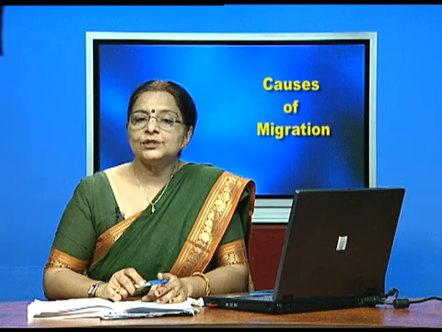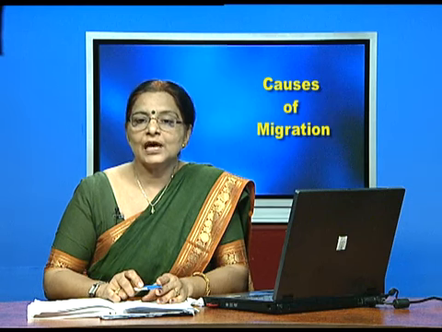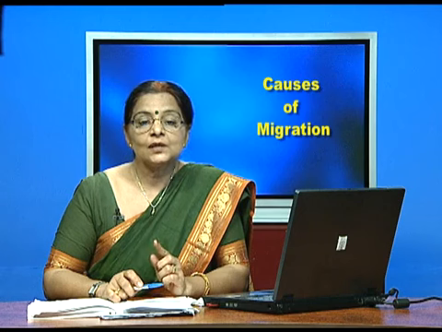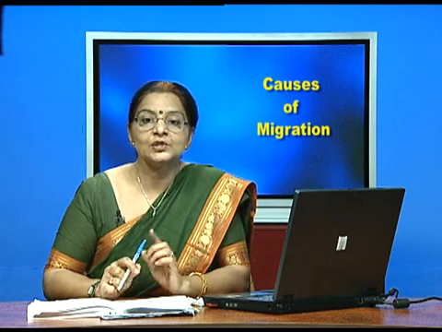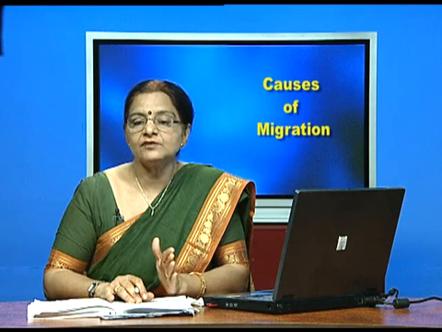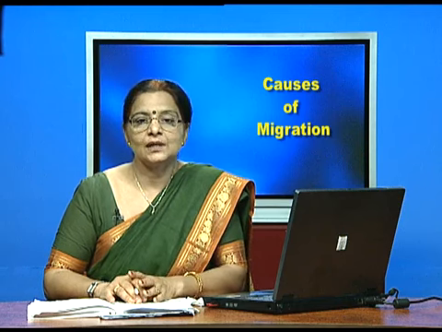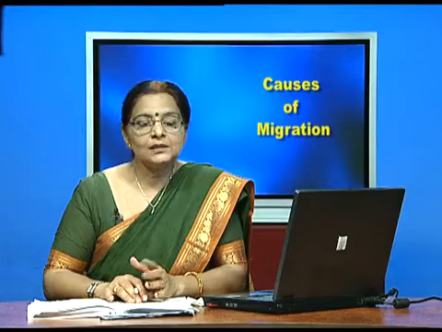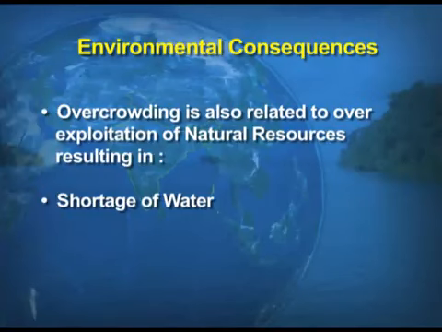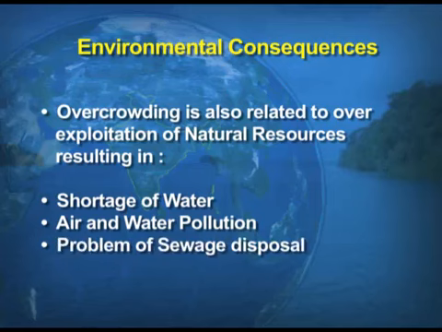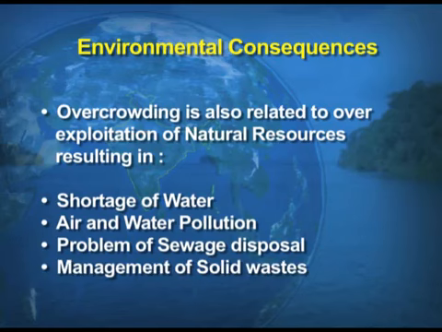Overcrowding is also related to the over-exploitation of the natural resources. So, this over-exploitation of the natural resources, children, is a negative impact of the migration in certain areas, because we have to face the shortage of water, air and water pollution is also affected, the problem of sewage disposal also people have to face, and of course, the management of solid waste, this is also one of the exploitation of the natural resources.